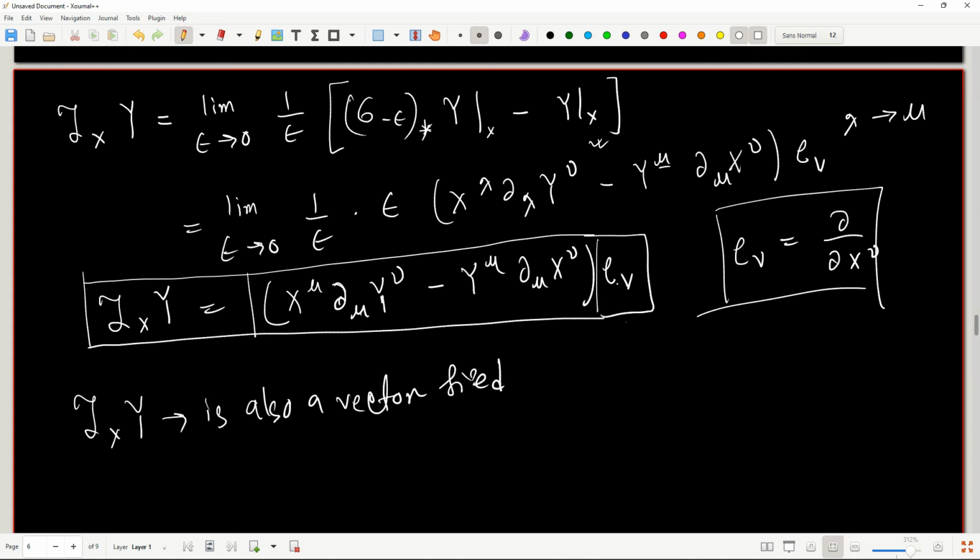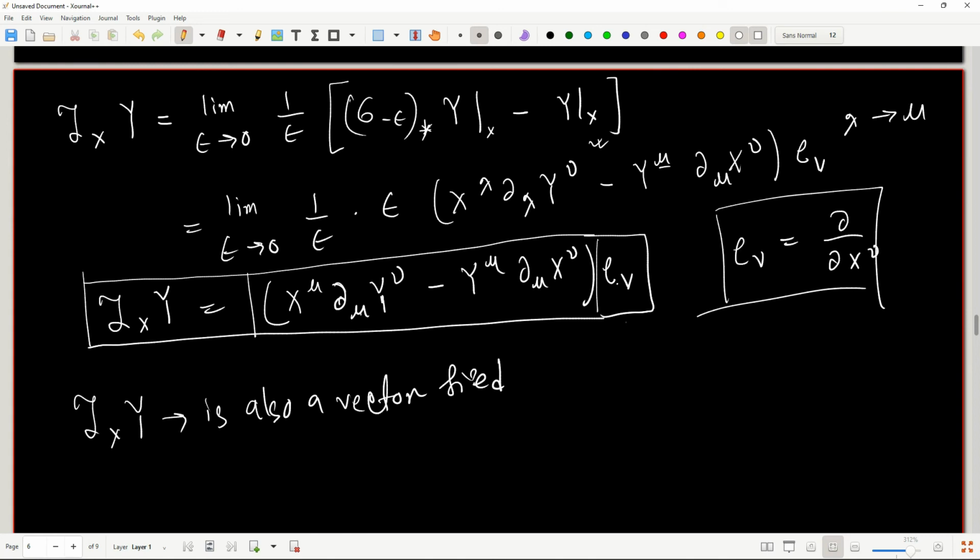Geometrically, this Lie derivative gives you the failure of the parallelogram in this manifold. What I mean by that is that it actually computes by how much the parallelogram is not closed. That's the geometric meaning of this Lie derivative.